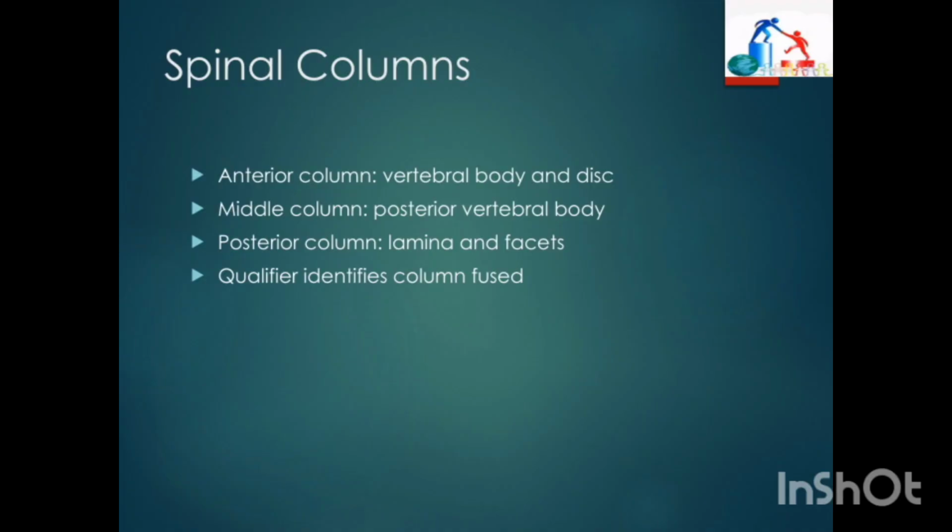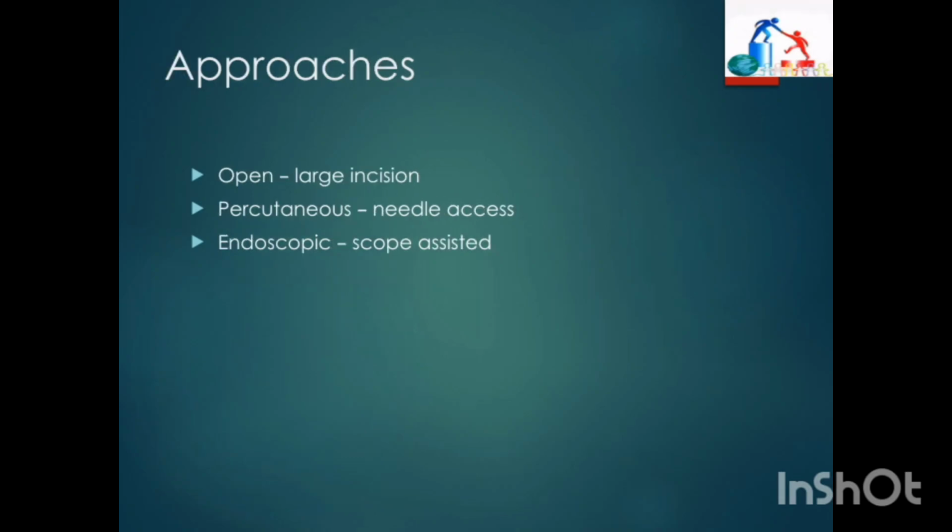Now, there's also a qualifier that indicates which column is fused, which is important when understanding spinal stability or surgical procedures. Overall, these columns work together to support, protect, and enable the complex movements of our spine. Recognizing these divisions helps us better understand spinal anatomy and how different conditions or treatments might affect specific parts of the spine. Now, let's take a look at the different approaches to this procedure.